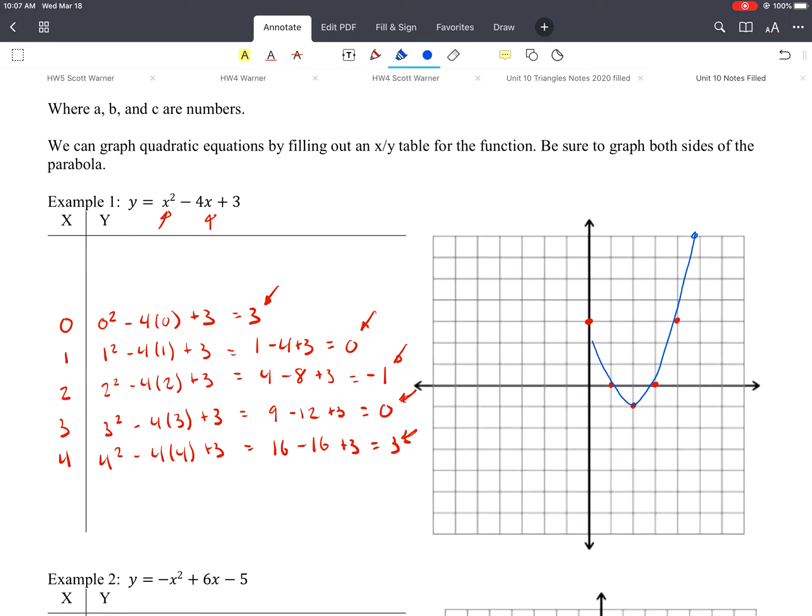Do your best. Since you're going to be doing this online, it's a little different, but you're going to be doing problems like this too on your homework today. But it'll be probably a little easier. Okay, so that is how you graph quadratics.